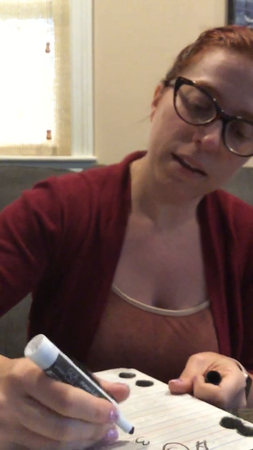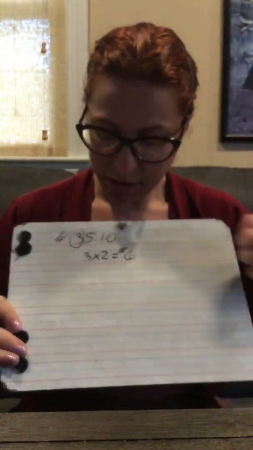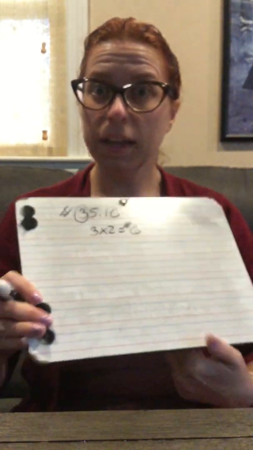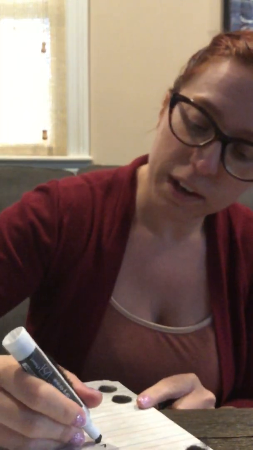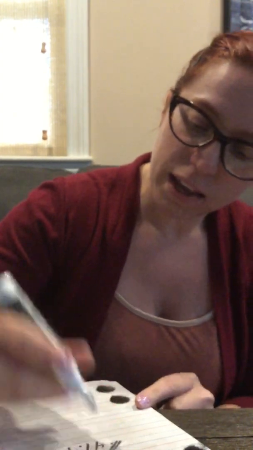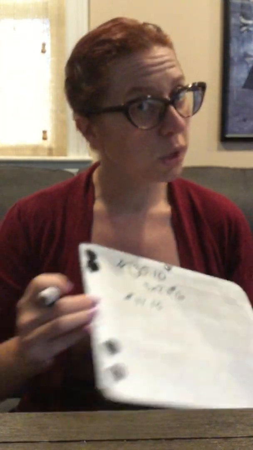So I have $35.10. To get 20%, you just take the number in the tens place and times it by 2. So we would get 3 times 2 is 6. So the total that you would give, now we add that in, is $41.10. So $6 is a 20% tip.